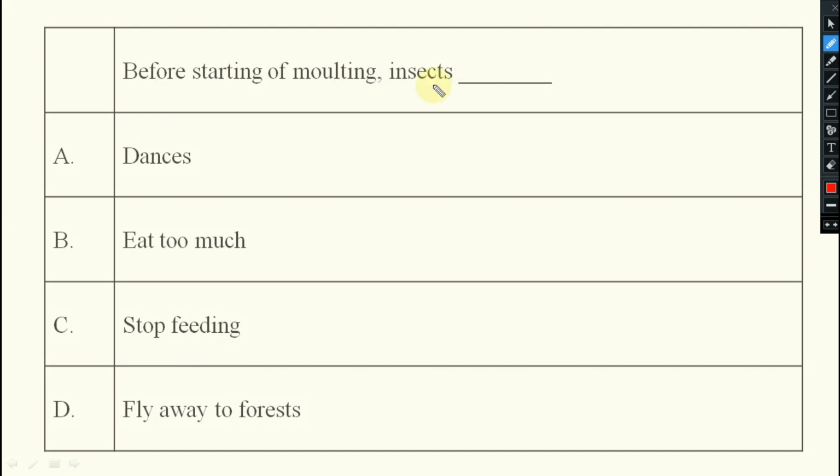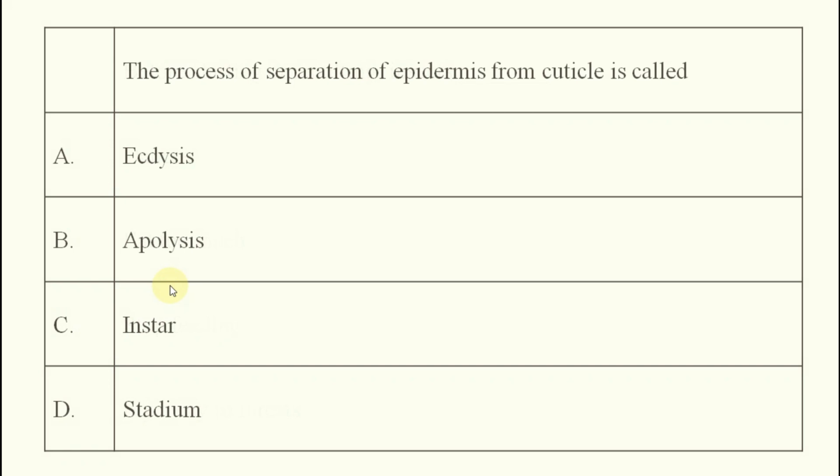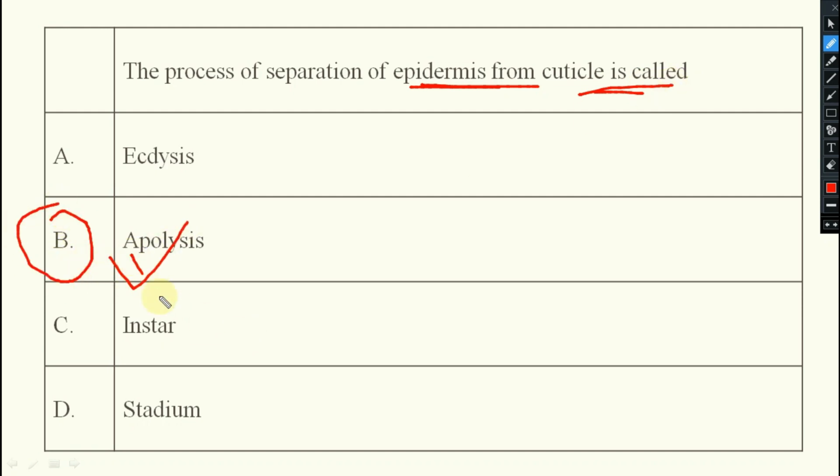Before starting molting, what do insects do? They dance, or they eat too much, or they stop feeding, or they fly away to the forest. Here the answer is option C. In general they stop their feeding process. Next, the process of separation of epidermis from the cuticle is known as what? Option B is the right answer, that is apolysis. What is ecdysis, what is instar, what is stadium, these things are there in the video. The link is there in the description box.